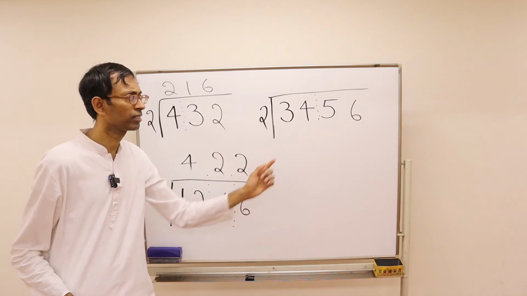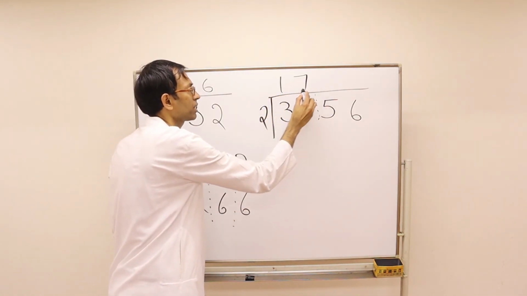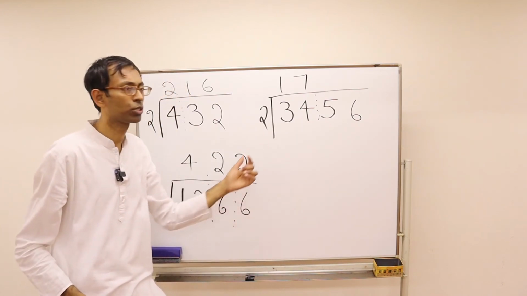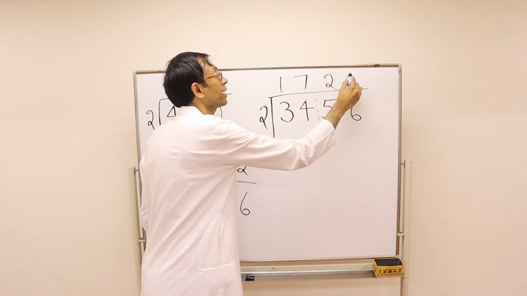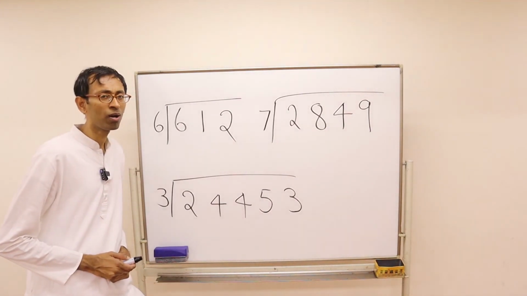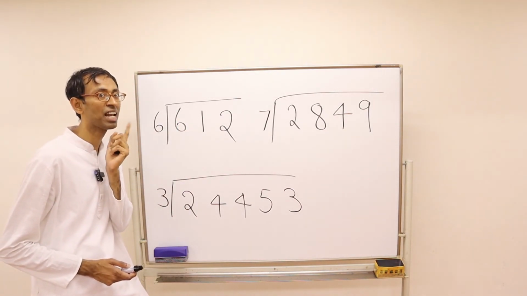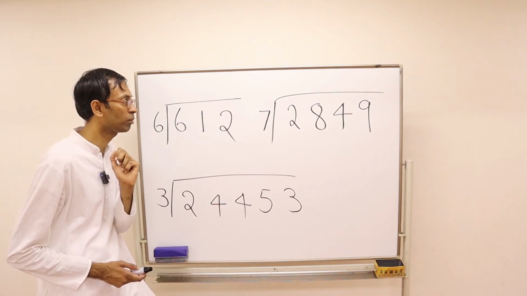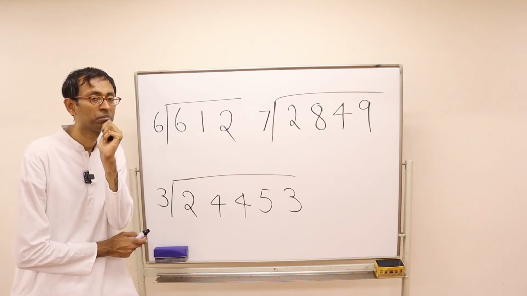The answer for this, you can do 34 divided by 2 is 17. 56 divided by 2, half of 56 is 28. As simple as this. Now pause the video and look at these problems, how to solve using number splitting. Okay, don't solve them yet because these two are a little bit tricky.